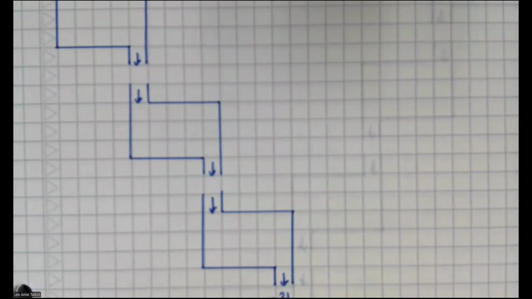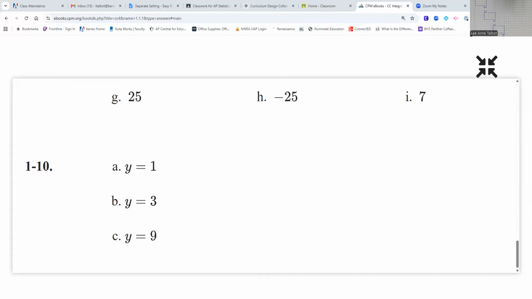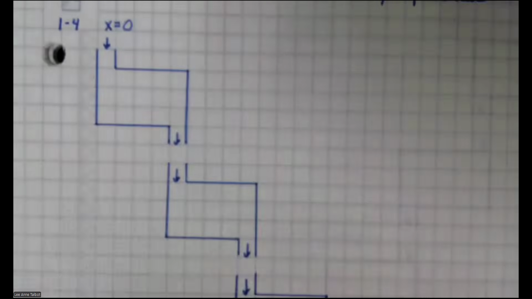Okay, and then we have one more, number 10. 10 was 1, 3, and 9. Does anyone have any questions about problems 6 through 10 that I didn't go over? And if you don't want to ask in front of everybody, you can ask me later. Okay, let's go back to the notebook where you have this function machine situation.